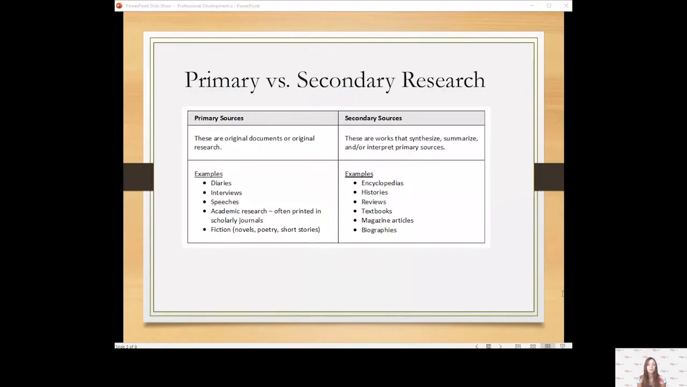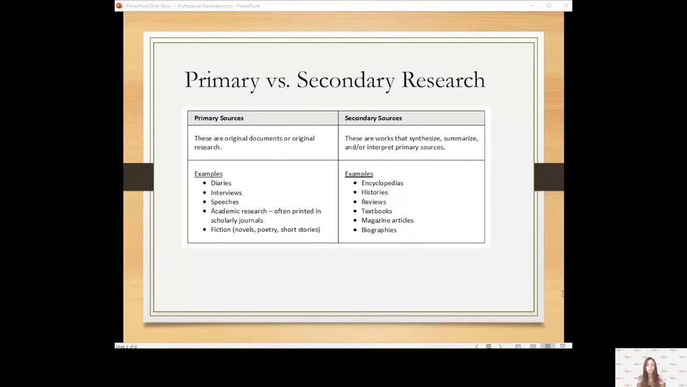For the purposes of this presentation, we will be focusing on identifying valid primary sources. Primary sources are original documents or original research. These sources require direct data collection and analysis. Examples of this are clinical reports, case studies, research articles, interviews, and surveys.